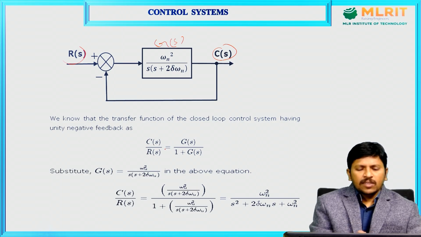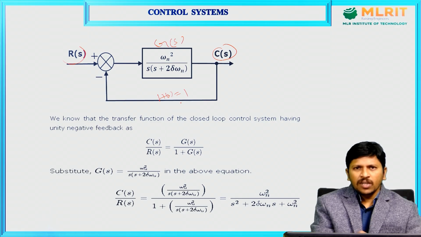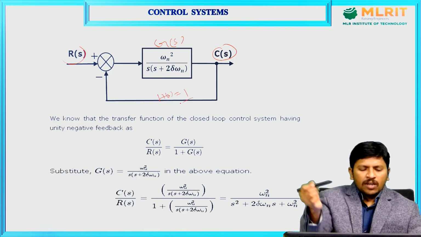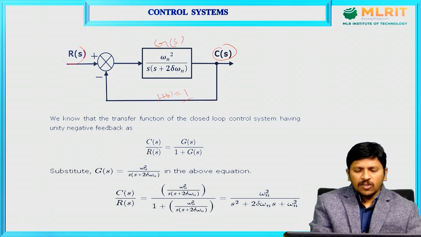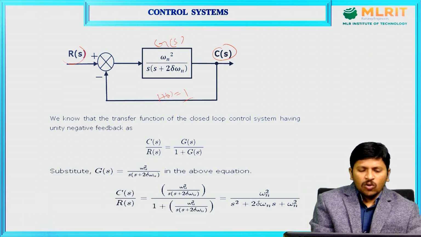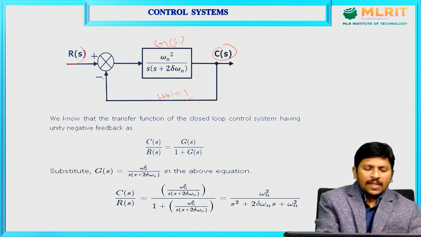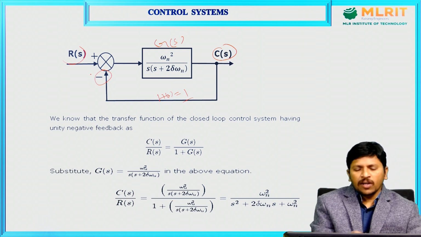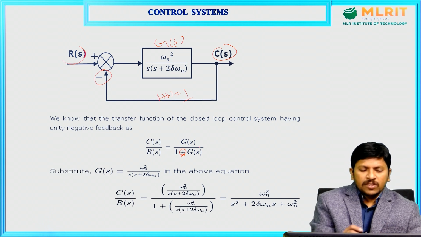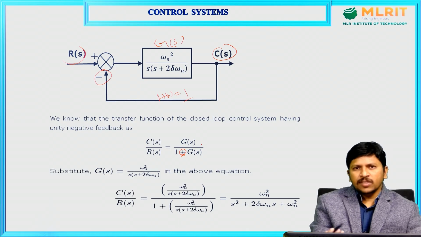What is the transfer function for this system? Here we have unity feedback, with negative feedback in this circuit, and unity feedback means H of S, the feedback gain, is equal to 1. Now the closed loop transfer function C of S divided by R of S is equal to G of S divided by 1 plus G of S into H of S, where the 1 plus sign is because of negative feedback, and H of S is equal to 1.